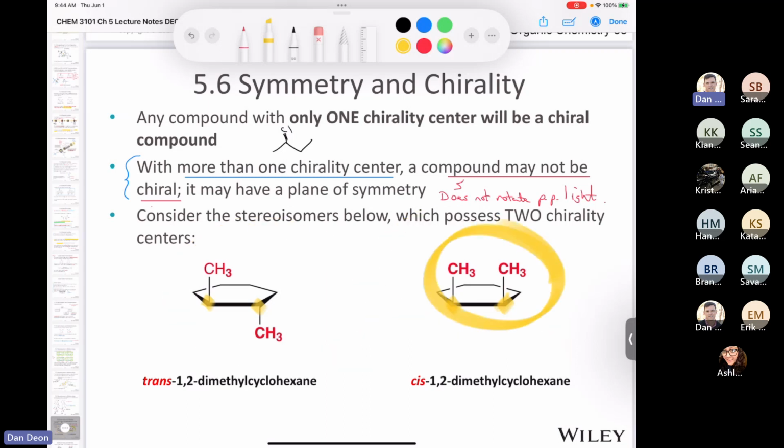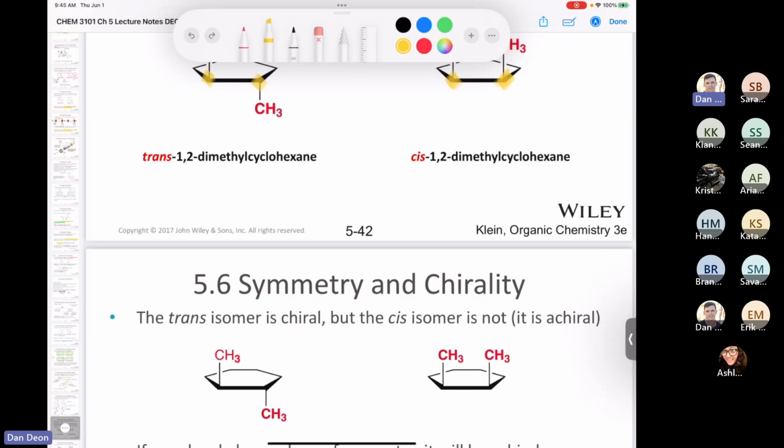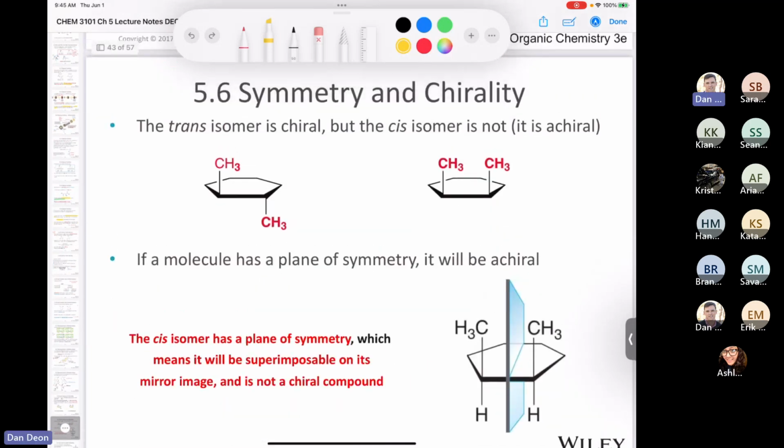It's this one. And what does that mean? That the molecule itself, when you put it in solution and shine plane polarized light through it, doesn't rotate the plane polarized light. So let's take a look. It says the trans isomer is chiral, but the cis isomer is not. Why? Because here's the definition.